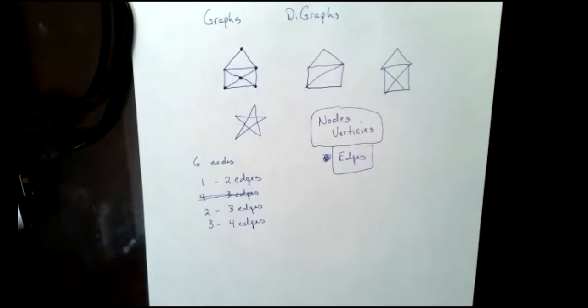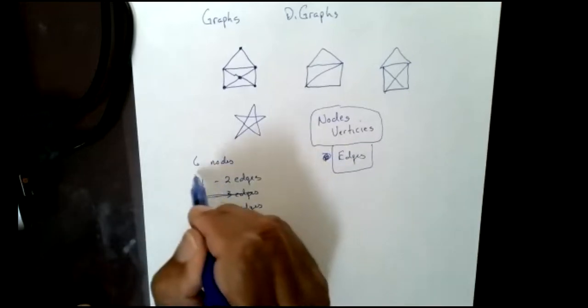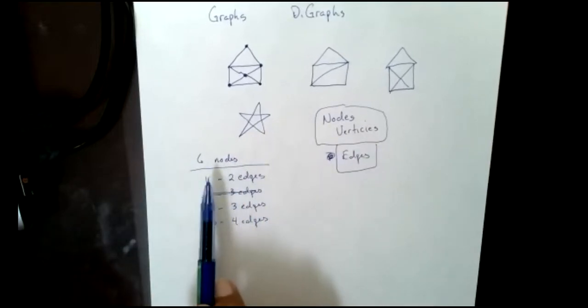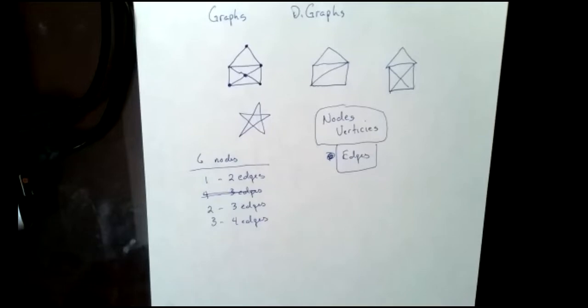So in the world of graph theory, you start looking at the number of nodes, and then you look at the number of edges. And as long as you have an even number of odd edges, you should be able to draw it without lifting your pencil. You should be able to do it in one continuous movement.